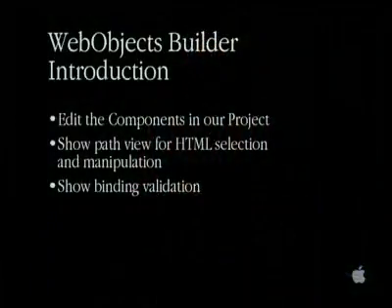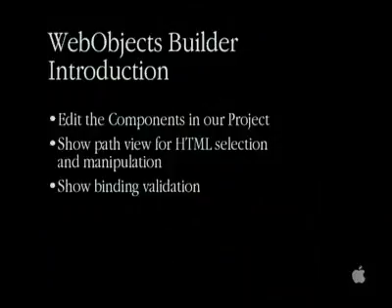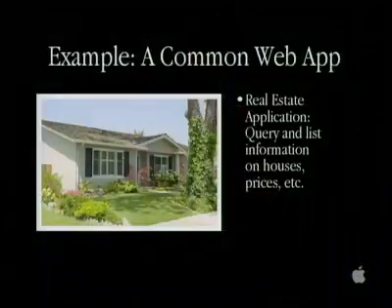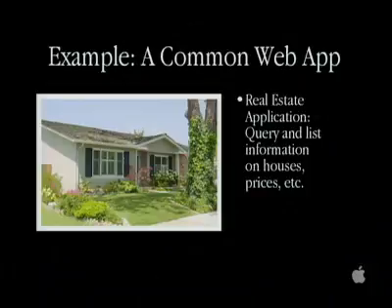Then we will get into the WebObjects Builder introduction. We'll be editing components. We'll be showing you the path view for HTML selection, and we'll show you binding validation, which is a very powerful and useful feature. And we will be doing everything on the example of a common web app. We have a real estate app where if you're in the market for a house, you're probably familiar with that. You shop online for what house you would like, then you check the price, especially here in the Bay Area, you find out you can't afford it, and you're frustrated.